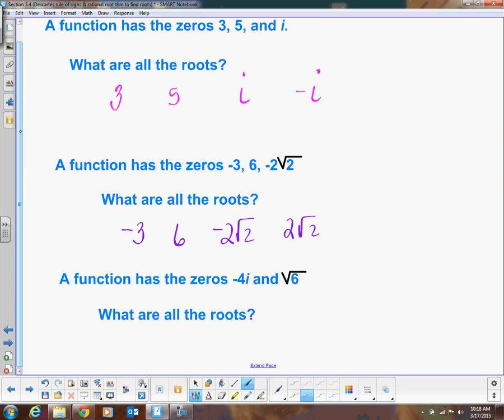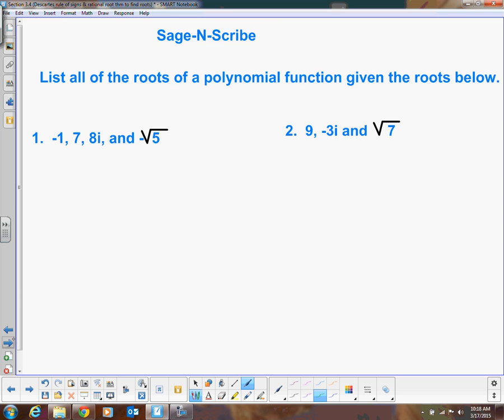A function has the zeros negative 4i and square root of 6, but what are all the roots? Negative 4i, 4i, square root of 6, negative square root of 6. Will you get this right if you don't pick up all the roots? And your polynomial is going to look funny because it'll have i's in it. All right, with that, I think we can move on.